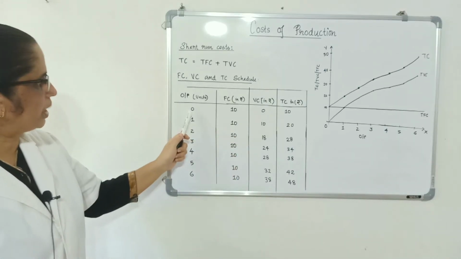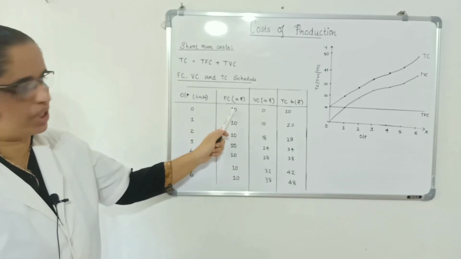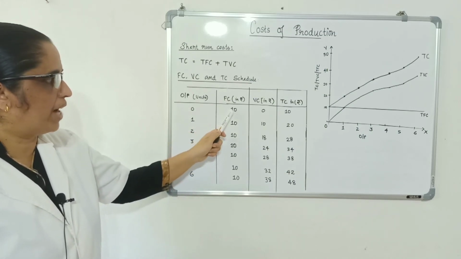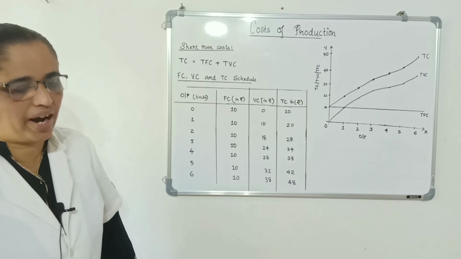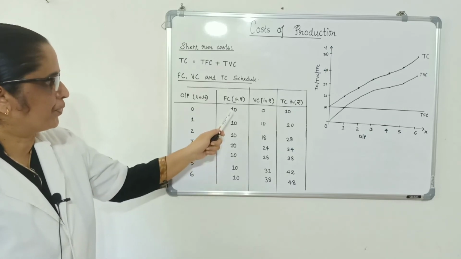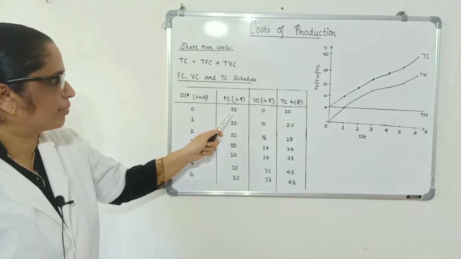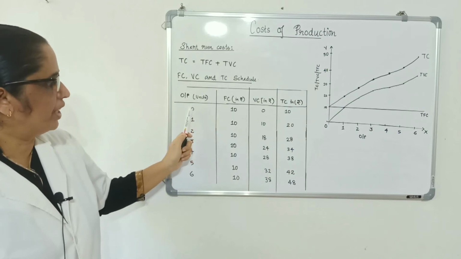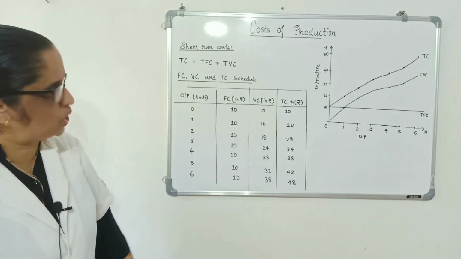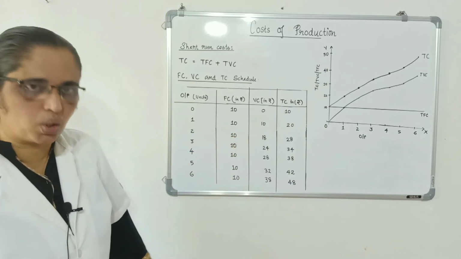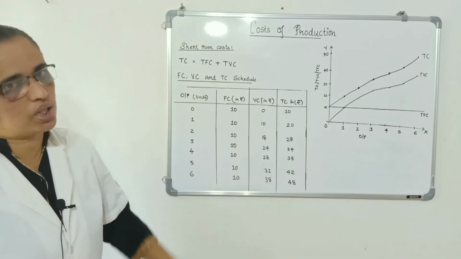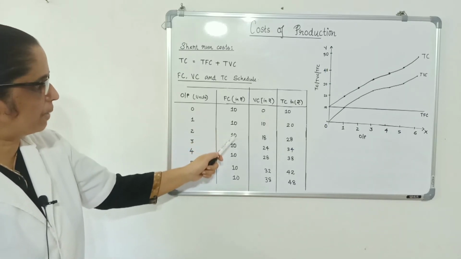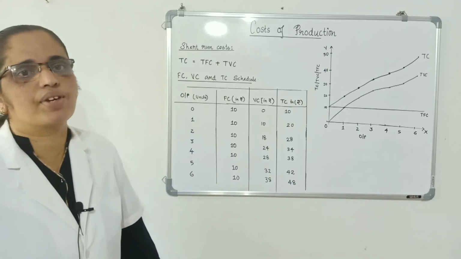Now, suppose output is 0, fixed cost is positive, variable cost is 0. Even if the output is 0, we have to incur fixed cost. Even if the factory is closed, we have to pay the rent on building, salaries of the permanent employees, etc. So even if the output is 0, fixed cost is positive. Output is 0, variable cost is 0. Output is more, variable cost is more. When the output increases, variable cost also increases. But whatever may be the level of output, fixed cost is fixed.